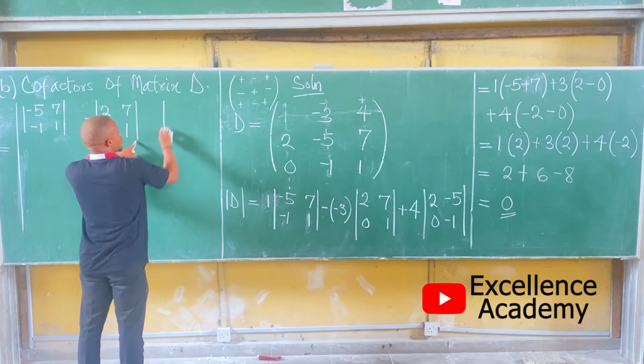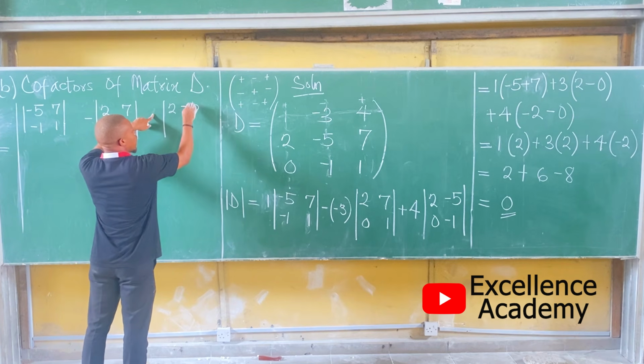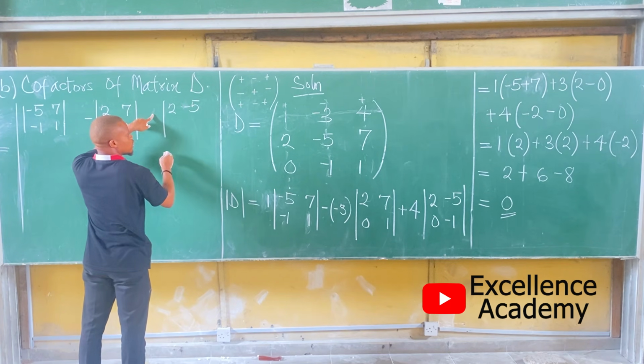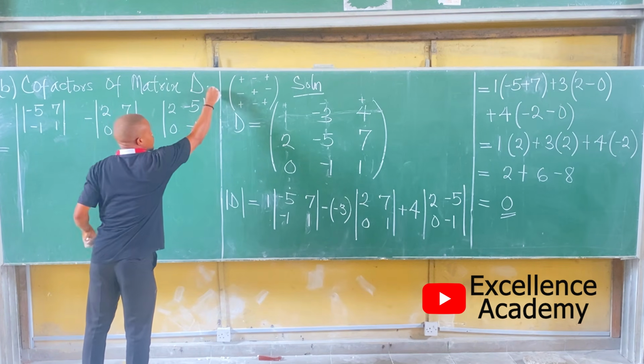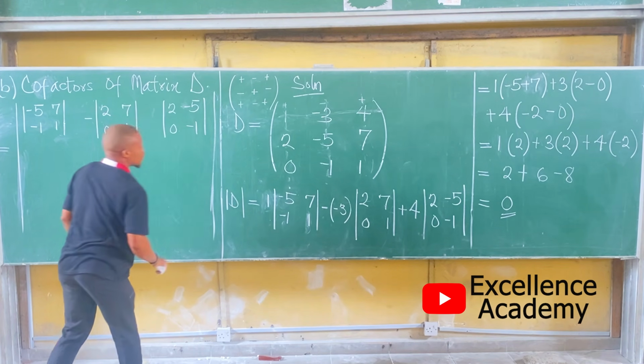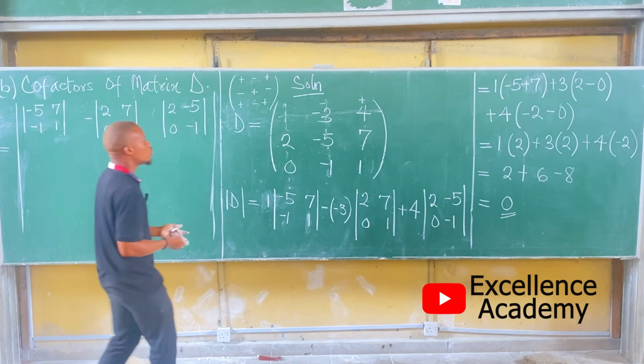Write it. It's a plus, even if I don't write it. 2, minus 5, 0, and minus 1. Okay. We are done with what? Our first row. We do the same thing for the second row and third row. So how do we go with that?